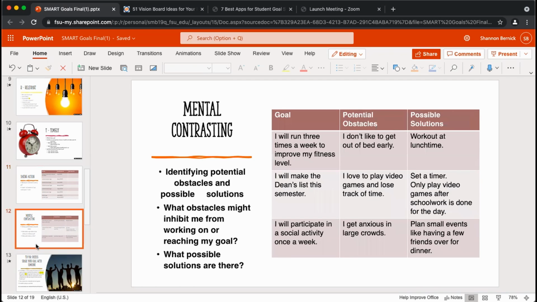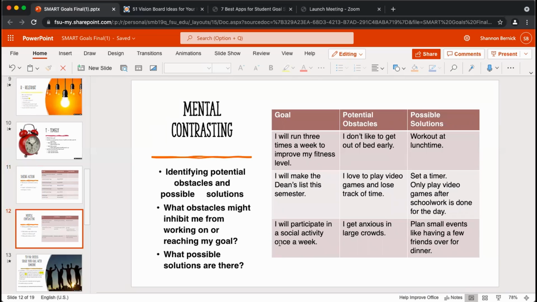As you're taking action, there's something that you want to consider using, and this is called mental contrasting. Mental contrasting simply means that you're going to identify potential obstacles to reaching your goal and possible solutions. So you might ask yourself, what obstacles might inhibit me from working on or reaching my goal? And then you're going to say, what possible solutions are there to those obstacles?